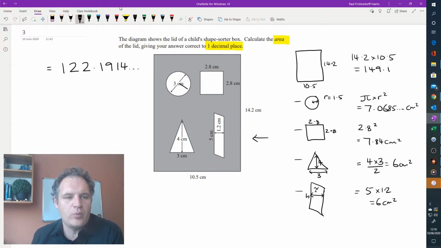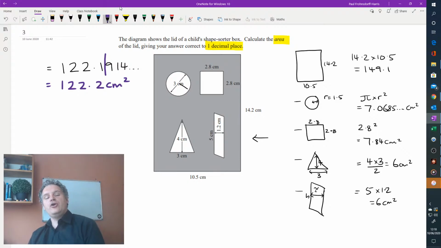Then, because it says 1 decimal place, I then do a round. 122.2. This answer should be 122.2 because we do all of the calculations and then round at the very end.